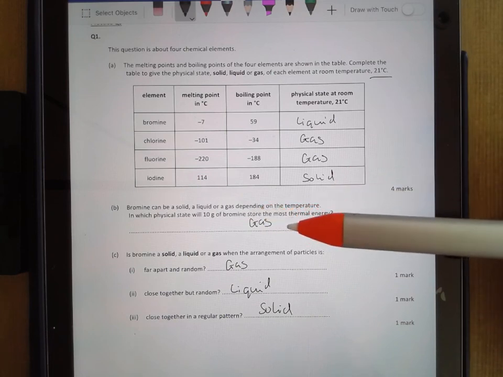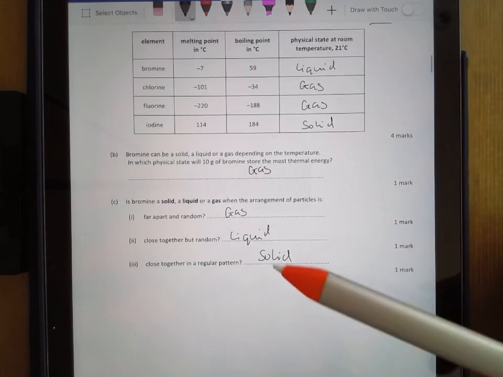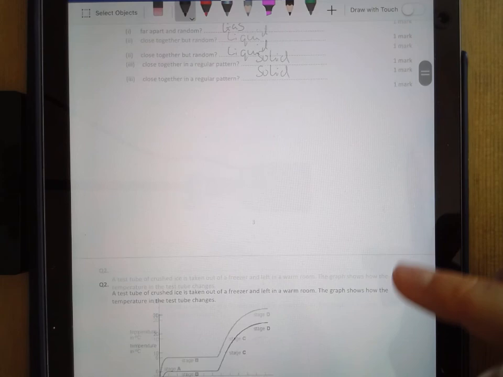Most thermal energy is gas, okay? Gas particles can move the most, they've got the most energy. And the last part here should be very straightforward. Gas, liquid, solid should be your answers.